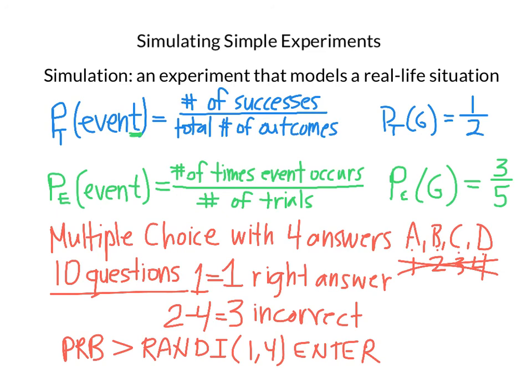But then you would hit enter 10 times to represent the 10 questions, and you would write down which number you got every time that you hit the enter button. And that would simulate guessing a 10 question quiz, multiple choice, with 4 options and only 1 right answer.